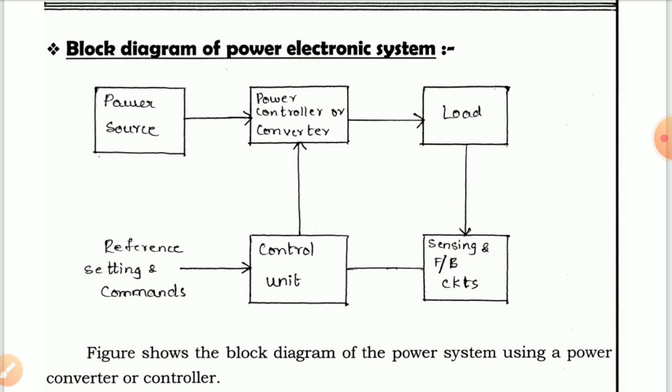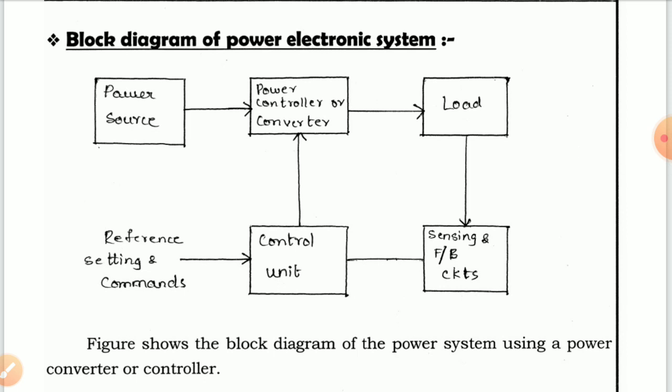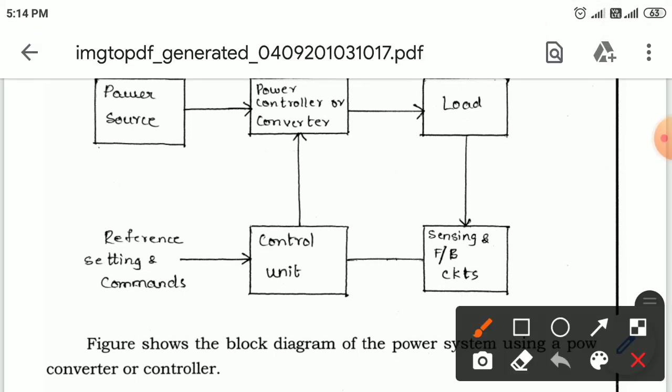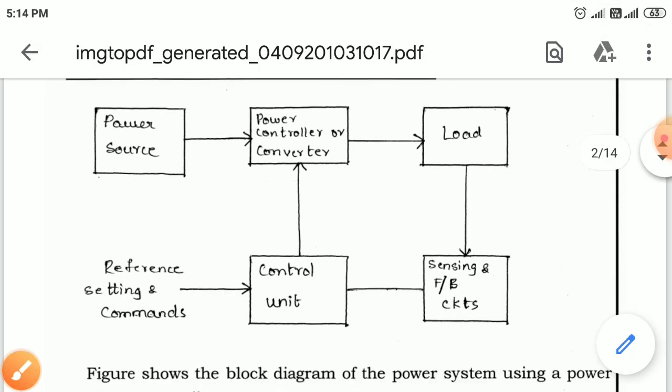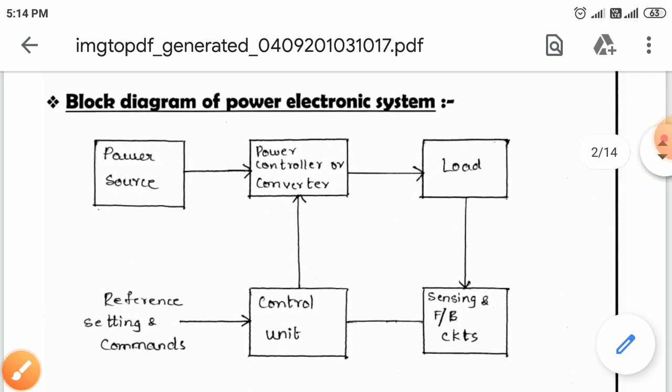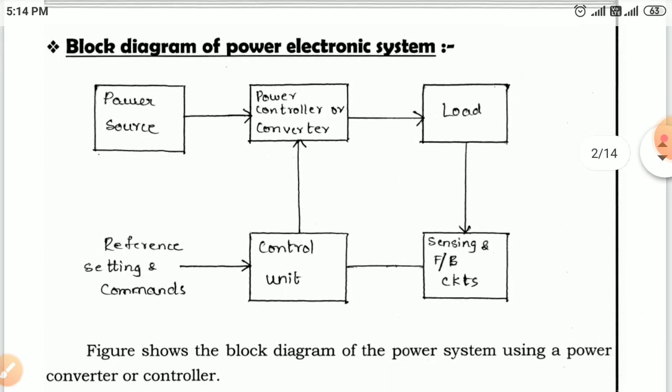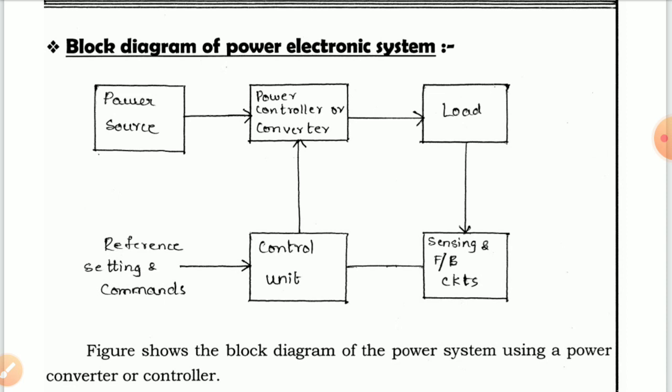If the power source is AC, it converts into DC if the load is DC. If the power source is DC, it converts into AC if the load is AC, based on the load we are using. If the source is AC and the load is DC, it converts AC to DC. If the source is DC and the load is AC, it converts DC to AC. It acts as an inverter or rectifier. The power electronic converter is nothing but an inverter or rectifier.